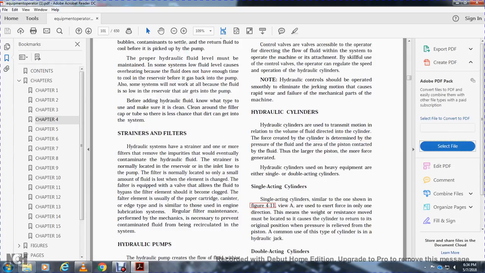Hydraulic cylinders are used for the transmission of motion in relation to the fluid volume directed to the cylinder. The force created by the cylinder is determined by the fluid pressure and the area of the piston in contact with the fluid. The larger the piston, the more motion force is generated by the hydraulic cylinder.